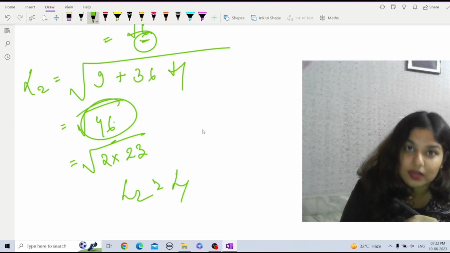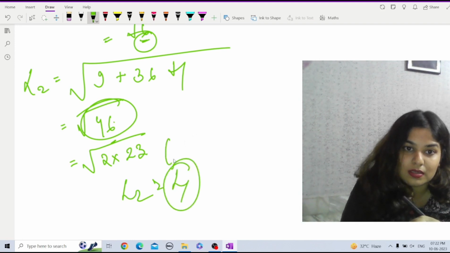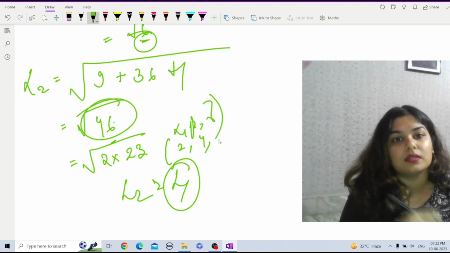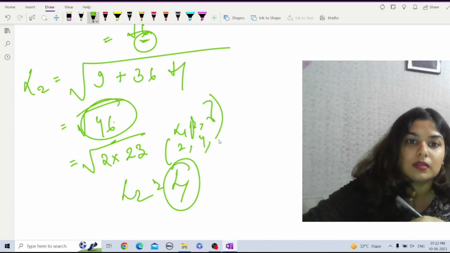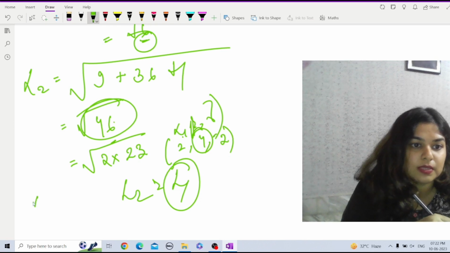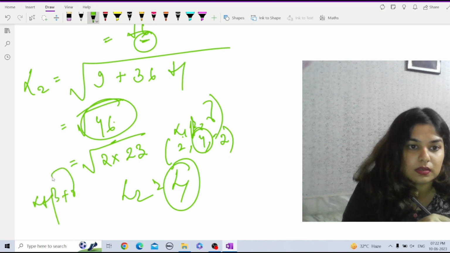So that means the nearest point to P is this one, that is, the value of alpha, beta, gamma will be 2, 4 and -2. So the answer is, we have to find alpha plus beta plus gamma. That is 2 plus 4 minus 2. So the answer is 4.